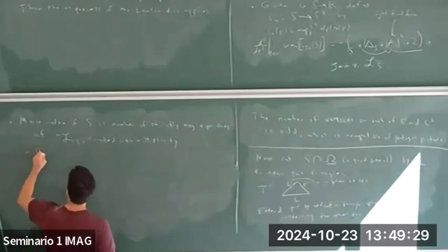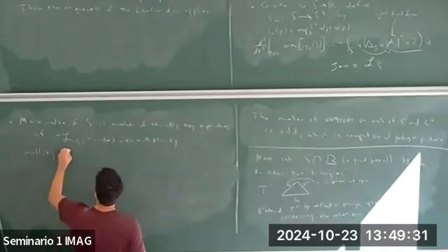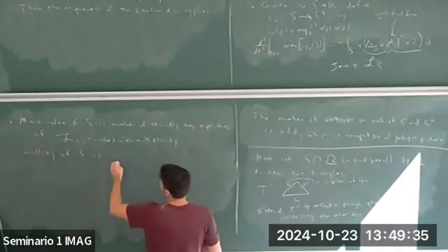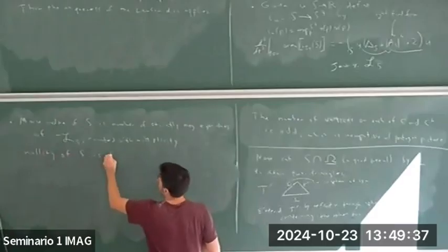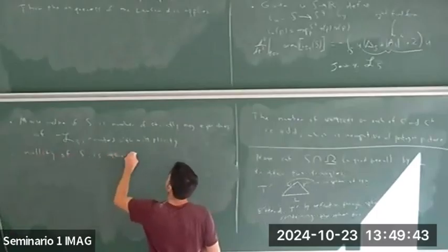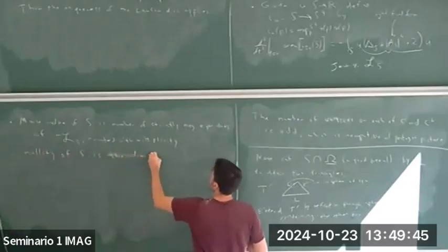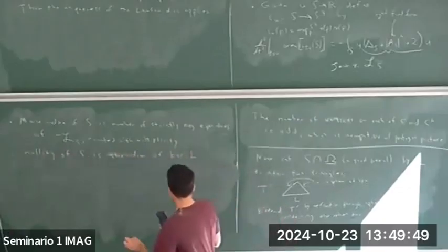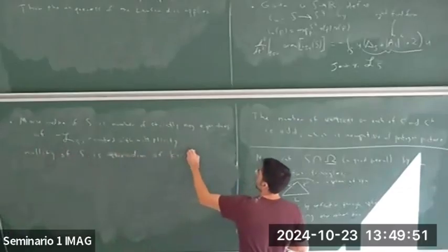And the nullity is the multiplicity of the zero eigenvalue, if it's an eigenvalue. So the nullity of L.